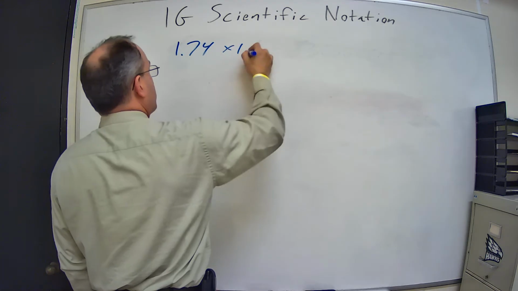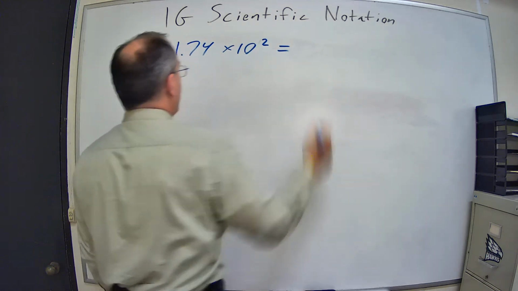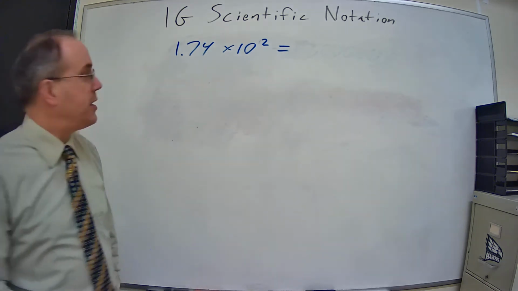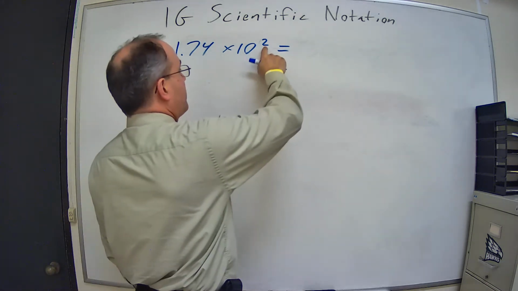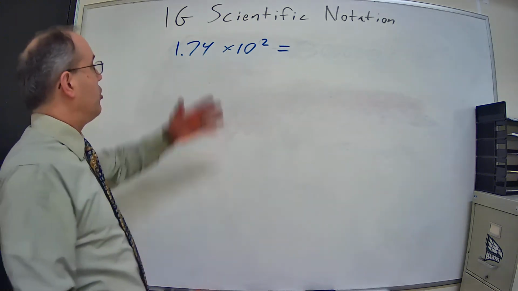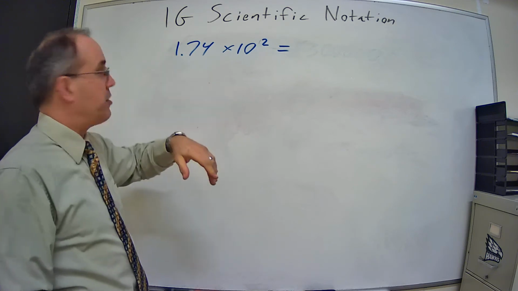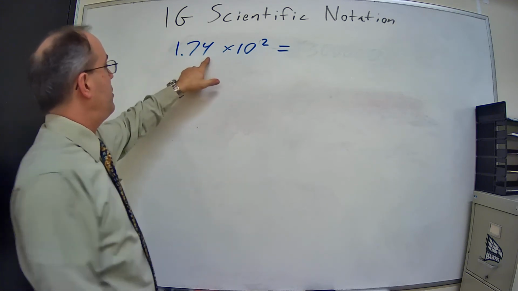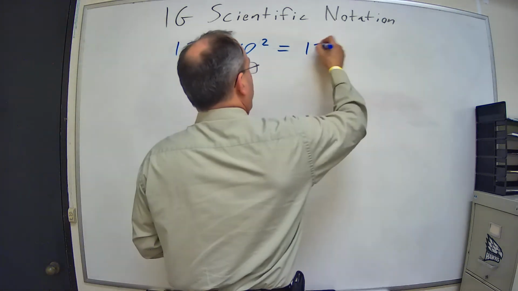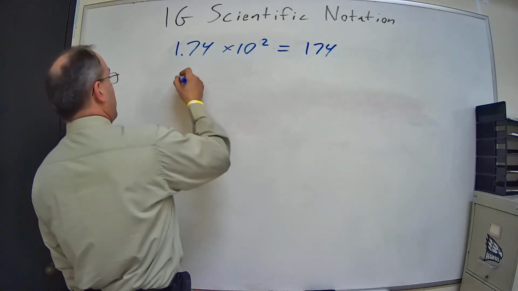1.74 times 10 to the 2. We see that this 2 is positive, so we're making a larger number. So the decimal point is going to move 2 places to the right. 1, 2 gives me 174.